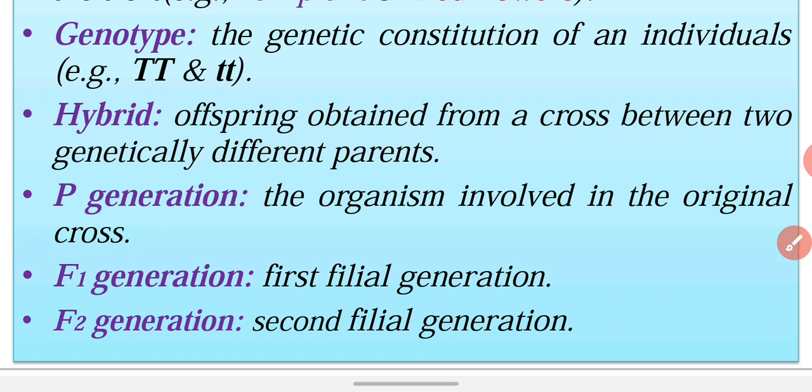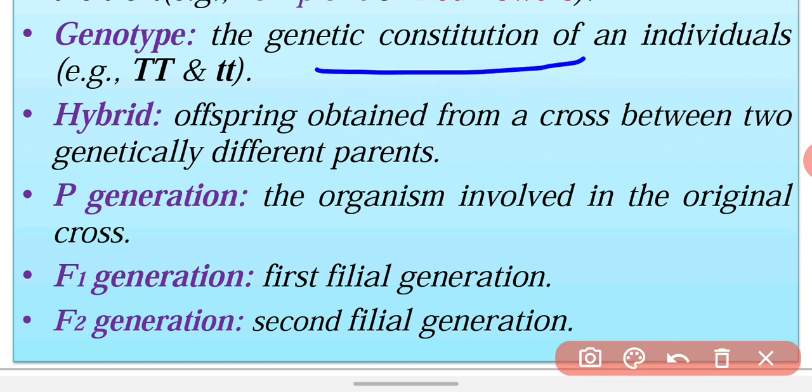Next one is the genotype. What is genotype? Genotype is the genetic constitution of an individual. For example, capital T and small t is also known as genotype. So what is the difference between phenotype and genotype? Phenotype is the morphological condition or morphological character, but genotype is basically related to phenotype, that is, the gene responsible for the phenotypic character.